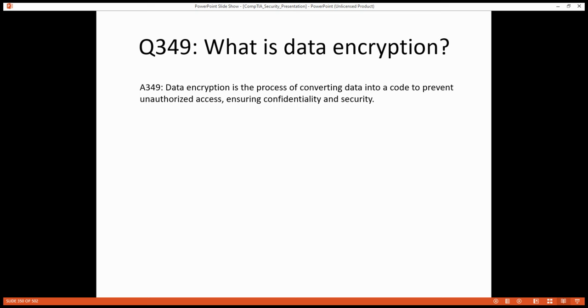Q349. What is data encryption? A349. Data encryption is the process of converting data into a code to prevent unauthorized access, ensuring confidentiality and security.